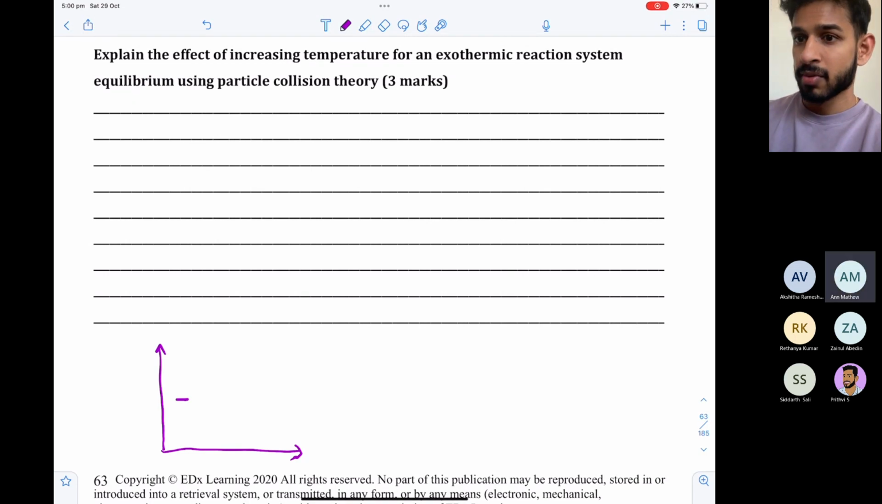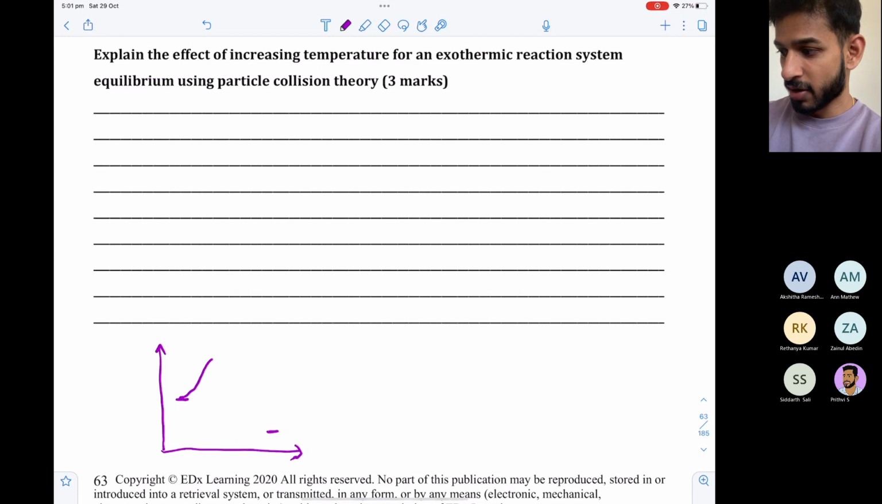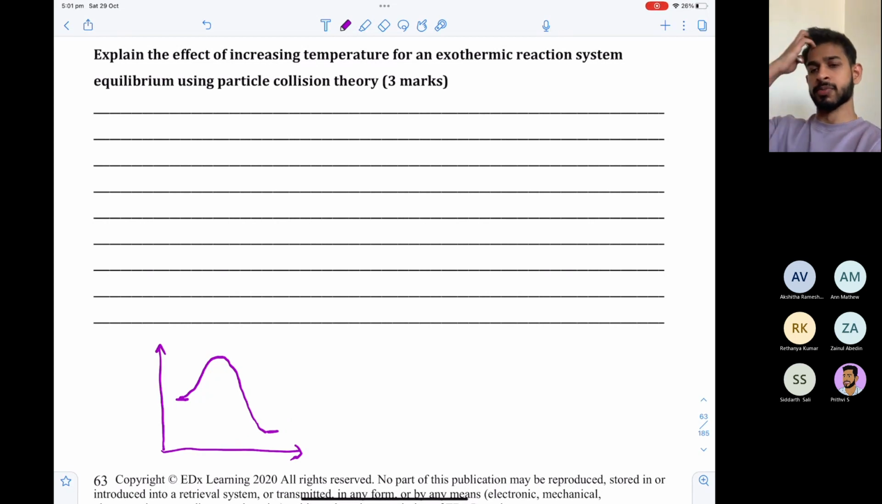The reactants will be higher on the other side. Yeah, so on the left-hand side, the reactant side will have a greater energy than the products because the system would have lost energy to the surroundings. So it'd look like this. Good. So that's the first thing you want to do.